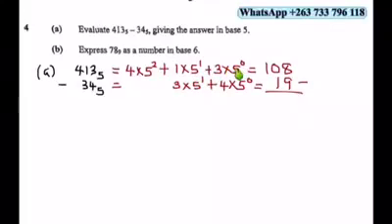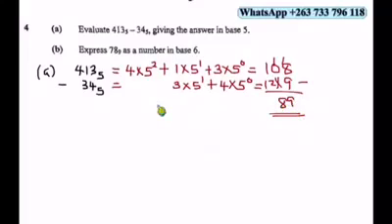3 times any number to the power 0 is 1. So 3 times 1 is 3. So 100 plus 5 plus 3 is 108. Here it's 15 plus 4, which is 19. Then we subtract here 108 minus 19. So 108 minus 19 is 89.